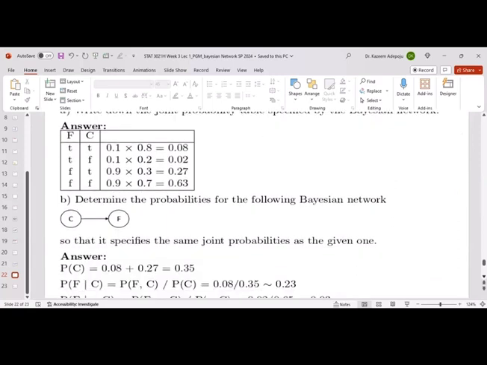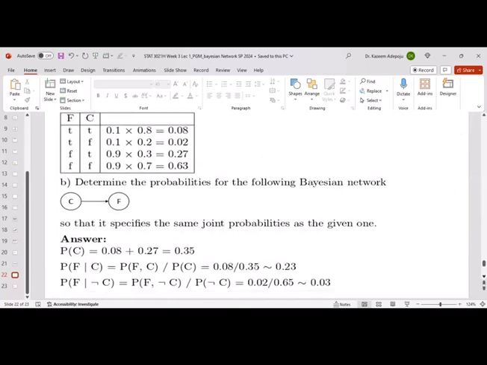Please pay attention. What is the probability of C? We can use the table to get the probability of C. The probability of C is actually adding this guy to this guy. Now, what does that mean? You can cough and have a flu, or you cough and you don't have a flu. That's a total probability. That's why you are adding them.